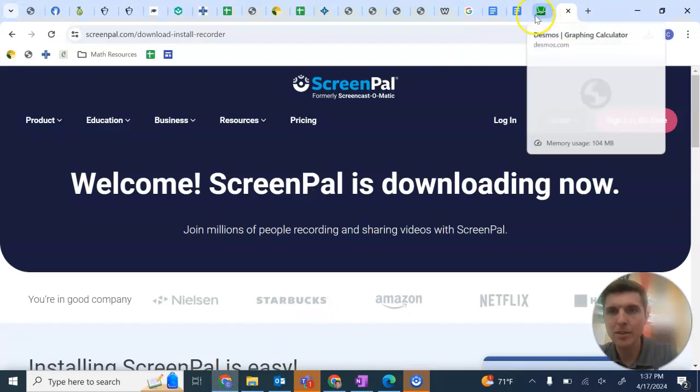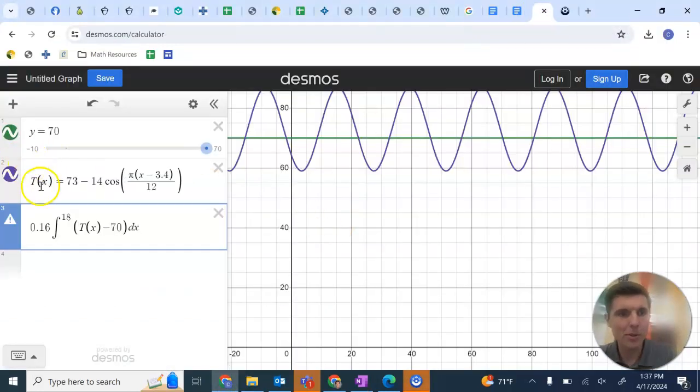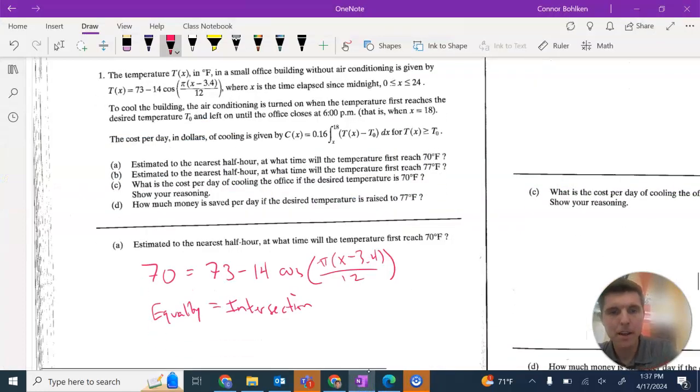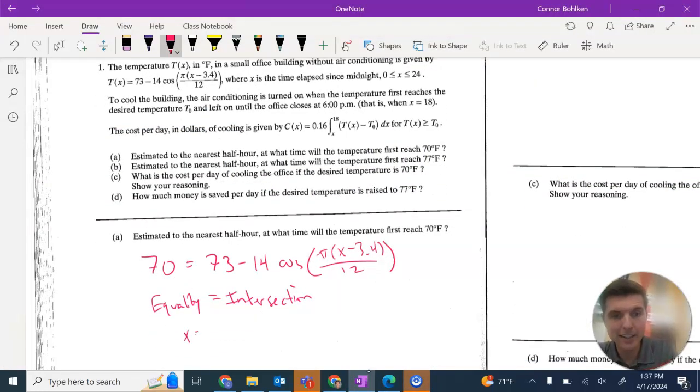Let's check where this happens. I've graphed both of these here, green and purple. You'll have to change your window for sure, but the first time they intersect, 8.575. So I'd say, okay, then in this case, x equals 8.575. But the question says to the nearest half hour. At what time does that happen? And x is time since midnight. So we're thinking 8.5 hours after midnight, so it's about 8:30 a.m. 8:30 in the morning.